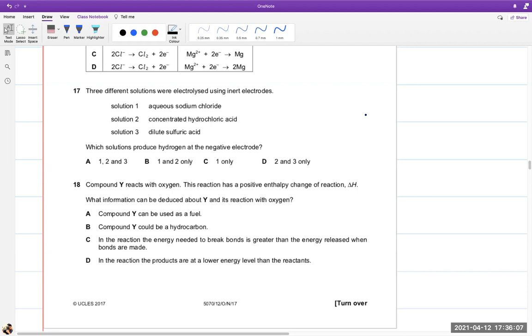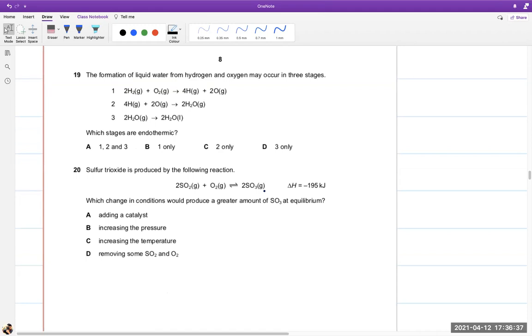What is a positive enthalpy change? Positive enthalpy change means that the energy of bonds that you've broken was higher, and the energy of bonds that are made is lower. So the amount of energy that you have to give in was more, and the amount of energy that was given out was less. So based on that, we can see that this is going to be, yeah, C. C defines it well. So C is the answer.